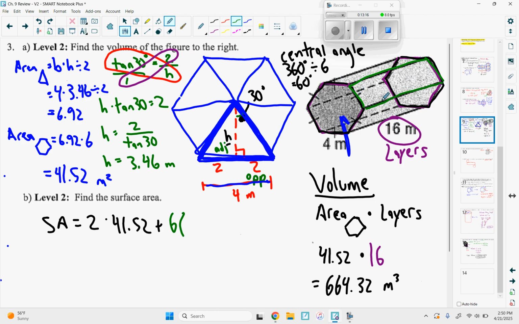And so the base of that rectangle is 16. The height of that rectangle is 4. And so I'm going to go 6 times 4 times 16. That's going to represent the area of the rectangles going around the shape. And we get a total surface area of 467.04 meters squared.